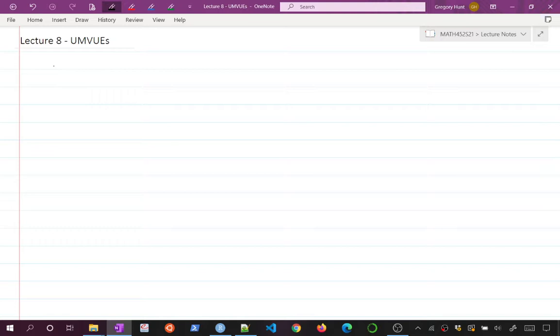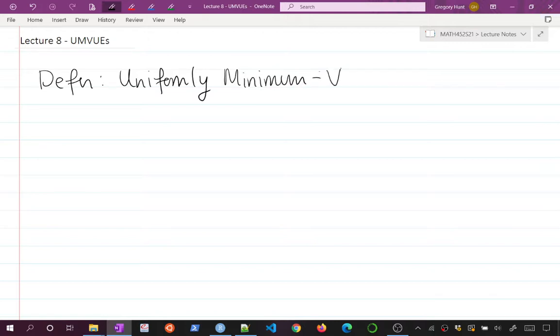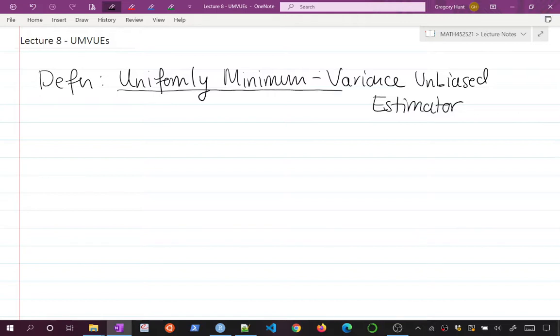Okay, so last time we ended with our definition. Our definition was of a uniform, or uniformly, minimum variance unbiased estimator. And this is really quite a mouthful. So what everyone calls this is the UMVUE. Occasionally people will leave off the U and just call it the minimum variance unbiased estimator.